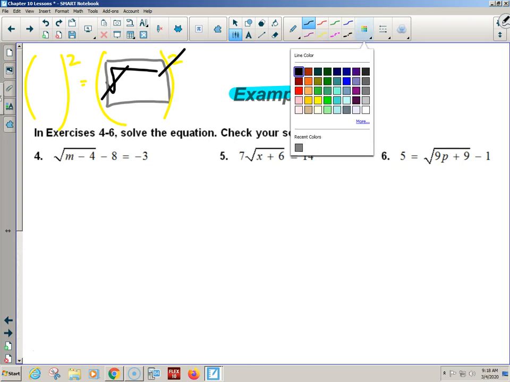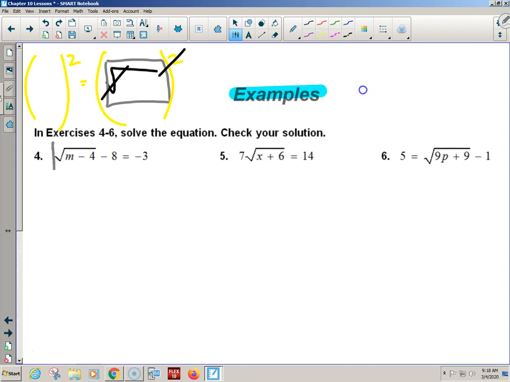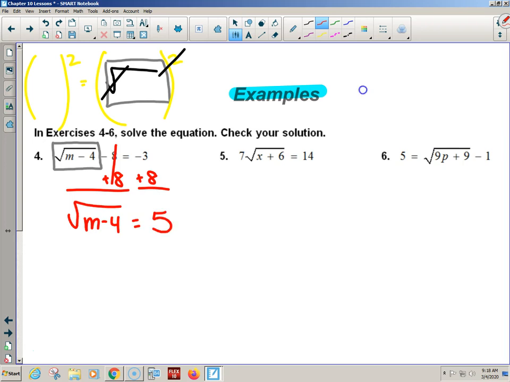So pause. Can you please put a box around your radical in number 4? Where's the radical? The whole thing. You see it? I need to get that alone to bring in the square to undo the radical. So what's the one thing I need to do in number 4? First, plus 8, plus 8. I'm still just getting my radical alone, even though there are harder things underneath it. No big deal. Radical, the whole thing, n minus 4, is equal to 5.